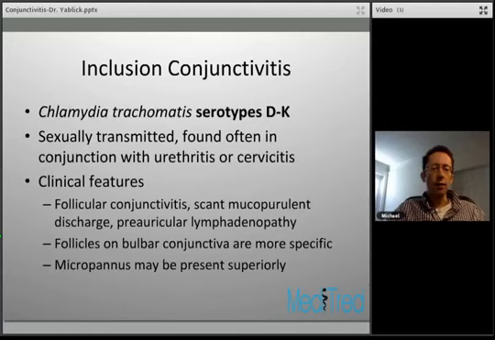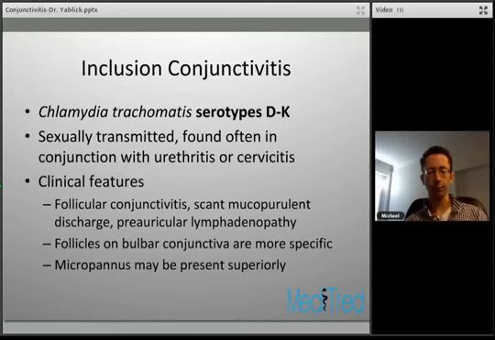Inclusion conjunctivitis is another condition that's caused by chlamydia, and it's basically the serotypes D through K. Remember these, trachoma being A through C, and inclusion conjunctivitis D through K. That tends to be an important testable point. It is sexually transmitted and often found in conjunction with a urethritis or cervicitis. Clinical features of inclusion conjunctivitis tend to be your follicular conjunctivitis, mucopurulent discharge, and preauricular lymphadenopathy.